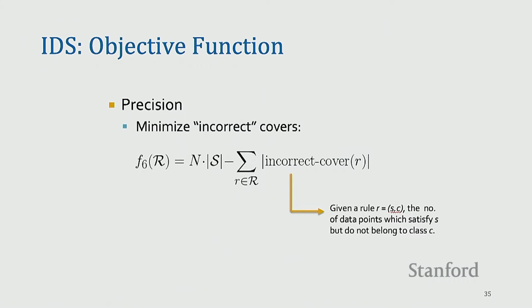So basically, we want to minimize, for each rule that we pick in this set of rules, the number of points which satisfy the rule but do not belong to the class that the rule is assigning the point to, right? So that ensures precision, which is important for accuracy.